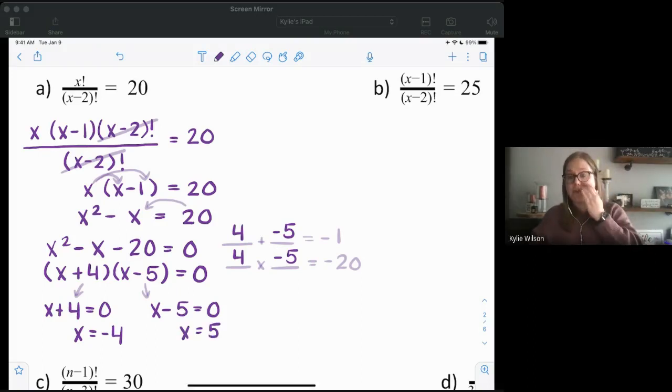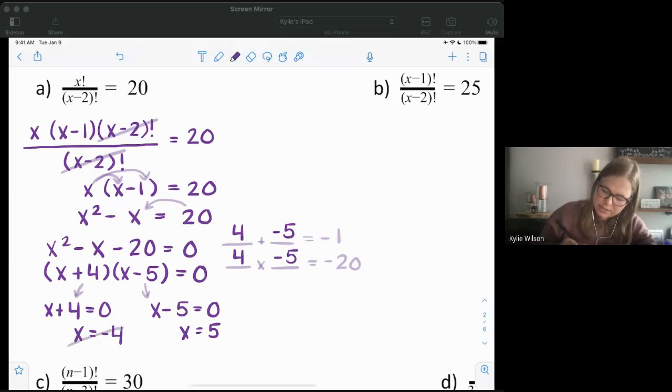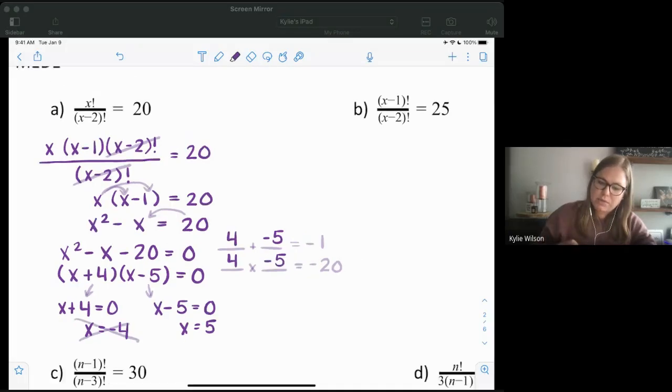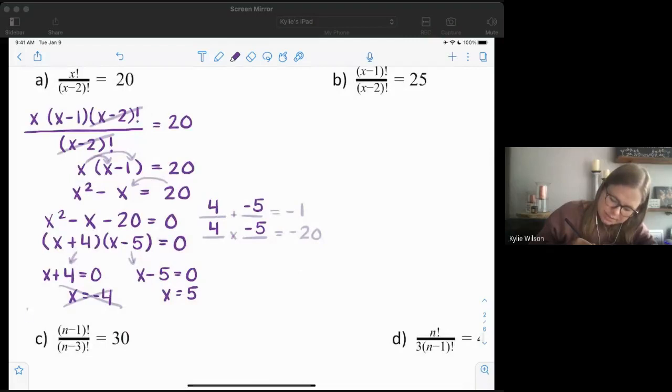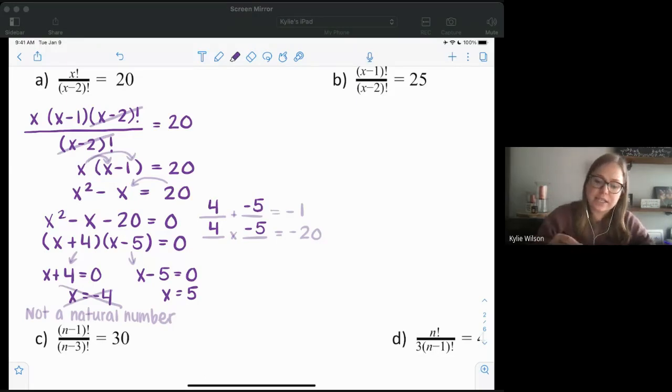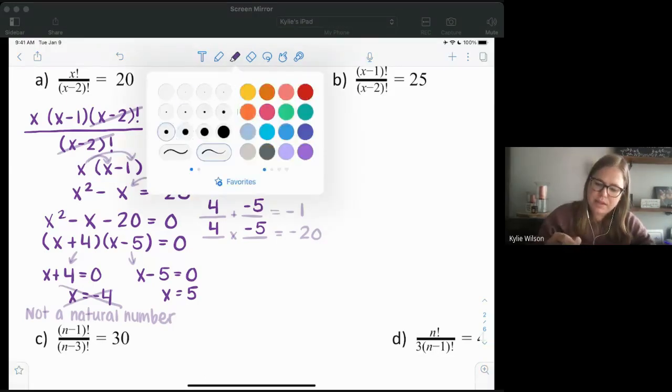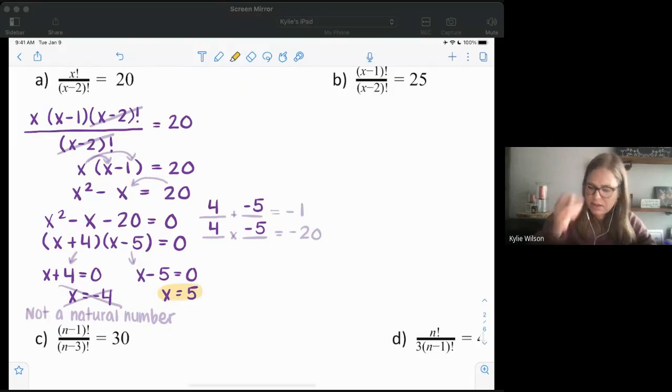Now our final answer had to be a natural number, which means a positive whole number. So 1, 2, 3, 4, extending that way. So that means this one is rejected. We don't use that one because it is not a natural number. So that one is therefore rejected. And this is our final answer.